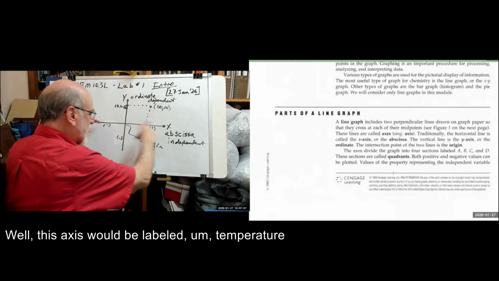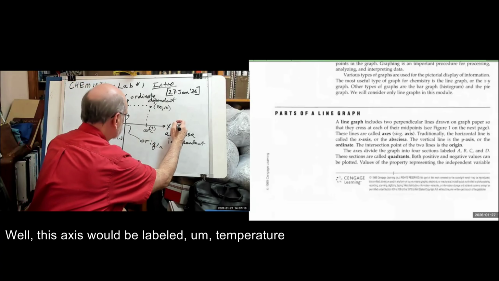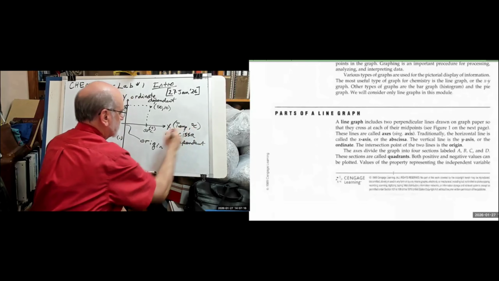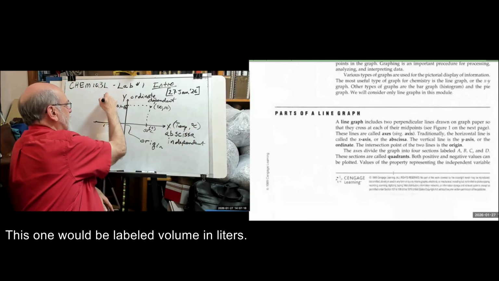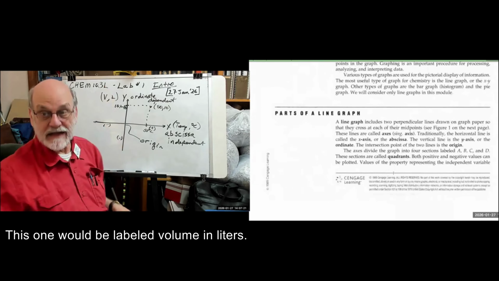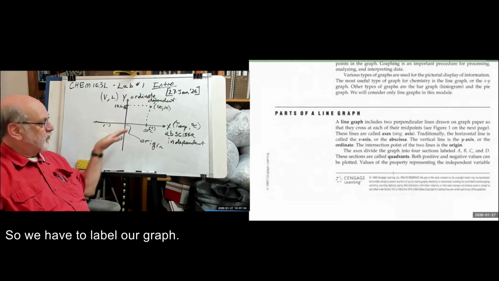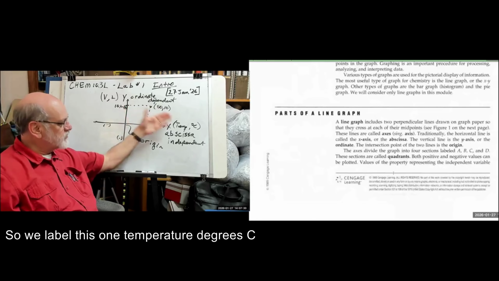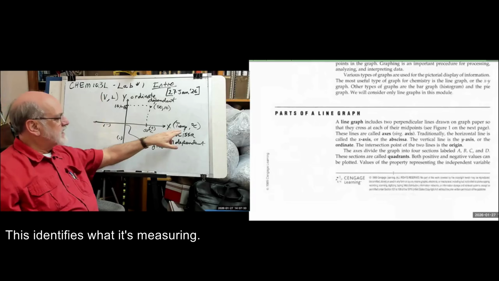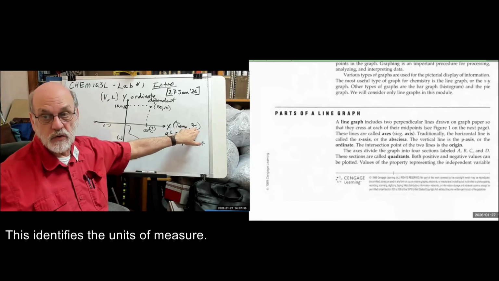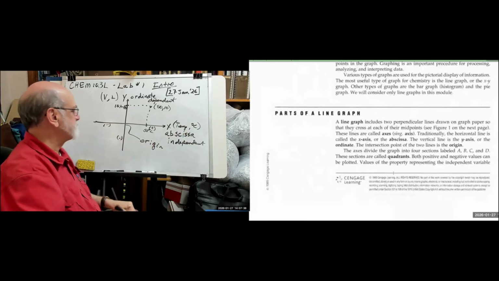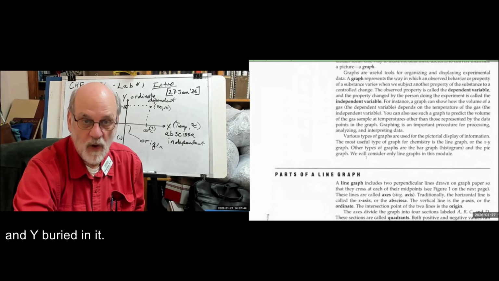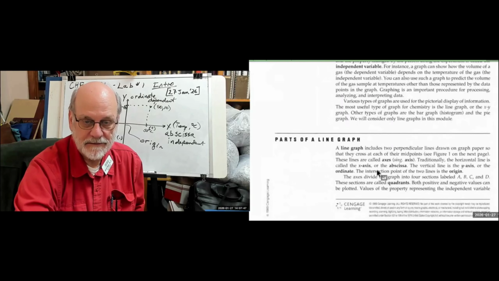So how would we label this? Well, this axis would be labeled temperature in degrees C. This one would be labeled volume in liters. So we have to label our graph. Otherwise, we don't know what those numbers mean. So we label this one temperature, degrees C, and this one volume. This identifies what it's measuring. This identifies the units of measure. Okay. So that data point has x and y buried in it.